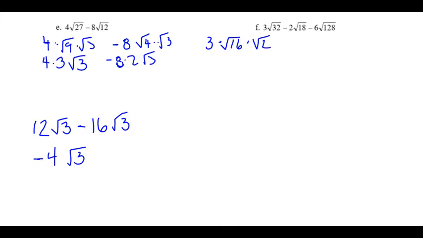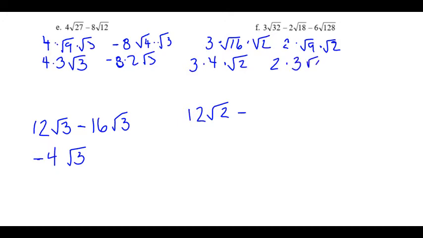And we will get 3 times 4 times the square root of 2. So it's going to give me 12 square root 2. I'll keep my minus sign there. Now we have 2, 18. We just broke it down earlier. It's going to be times the square root of 9 times the square root of 2. So that will give me 2 times the square root of 9, which is 3, square root 2. So that will be 6 square root 2.